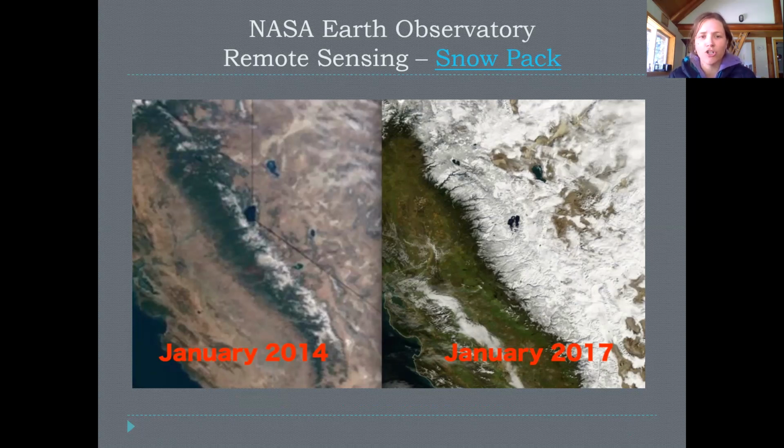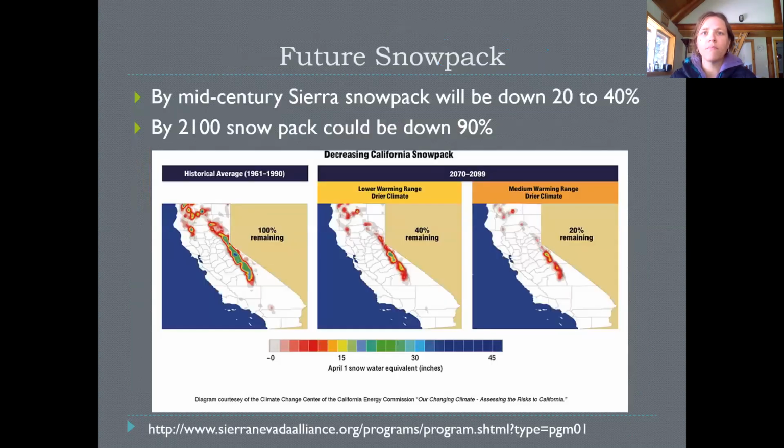So you can see this picture on the left showing how limited the snowpack was in the Sierra Nevada. You can see this is the boundary between California and Nevada, and there's Lake Tahoe right in the middle. And then you can see in 2017, which was an above average year, what it looks like when there's a lot more snow. You can imagine this is snow that we will have access to use many months from the time that it falls from the sky.